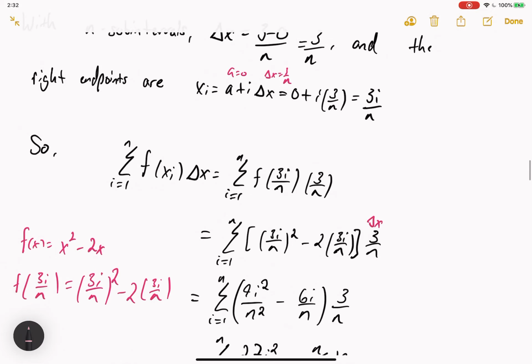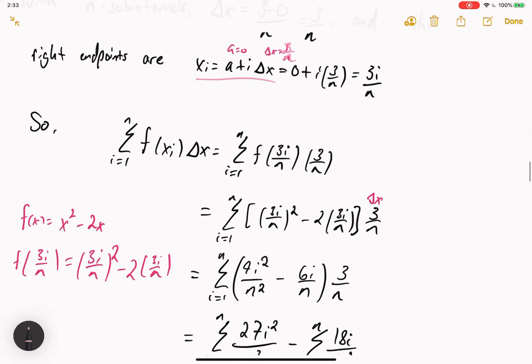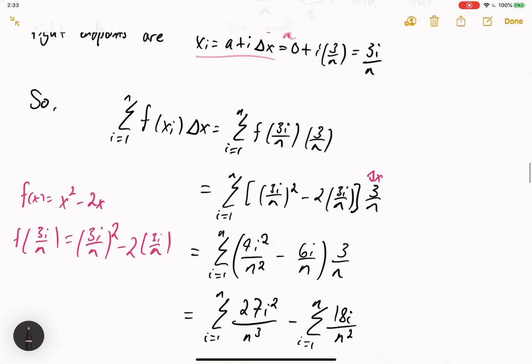And then the right endpoints are going to be, as we had before, xi equals a plus i delta x. But we said that a was equal to 0, and our delta x is equal to 3 divided by n. So it's going to be of the form 0 plus i times 3 divided by n. So our xi's, the sample points, are going to be 3i divided by n. And this is okay, because n is fixed, and i is going to go from i equals 1 to n. And that's going to give us all the right endpoints.